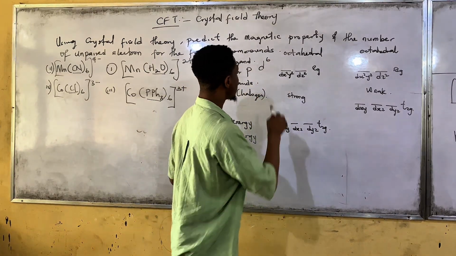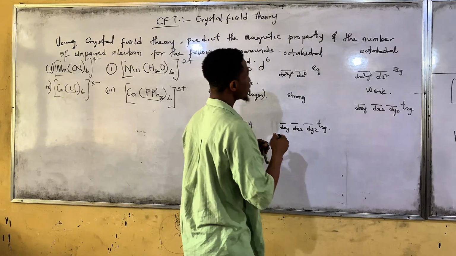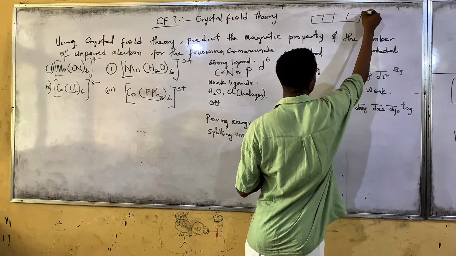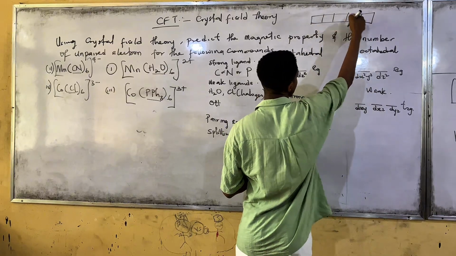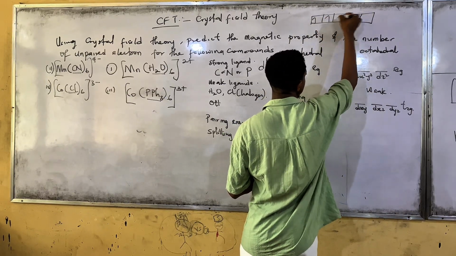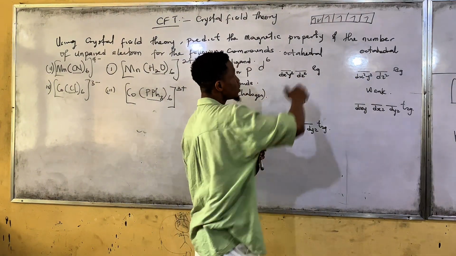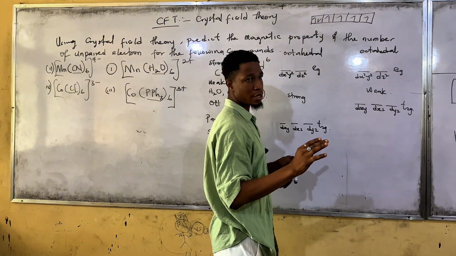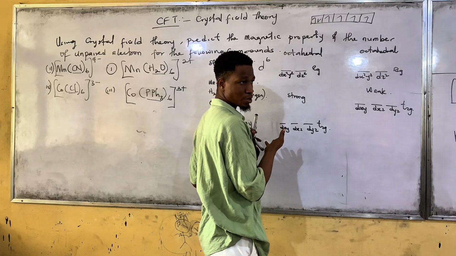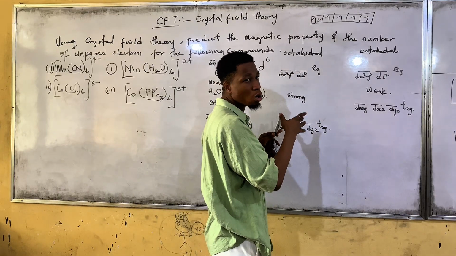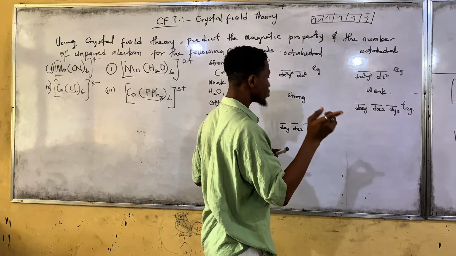So let's work together. If you have a d6, naturally, this is how it would have been. Since there are 5 orbitals, you say 1, 2, 3, 4, 5, 6. This would have worked perfectly if we're not looking at the splitting of d orbitals. But now we're looking at the splitting of the d orbitals, so it will not work as we thought it would. So now let me show you what will work.